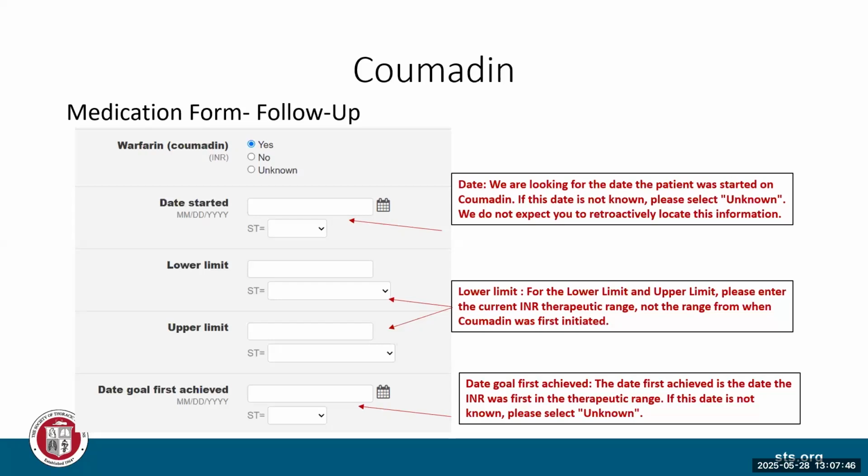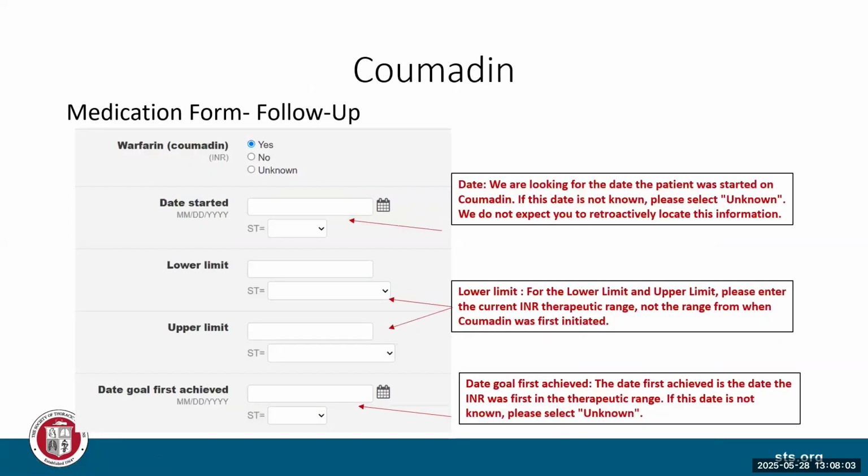And then the date the goal was first achieved, that is looking at the date that the INR was first in the therapeutic range. And again, if this is a patient who's been on Coumadin for many years, it's okay. You can just enter unknown.